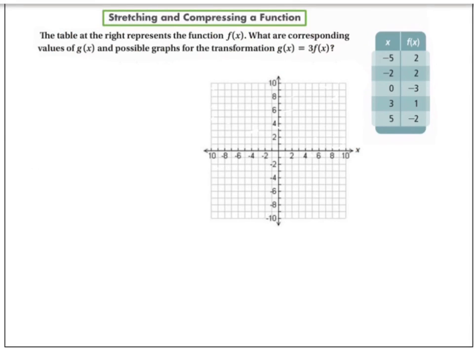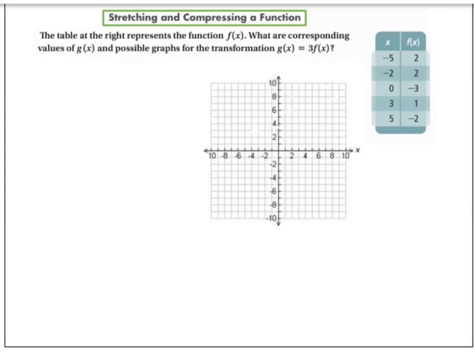So the table at the right represents the function f of x. What are the corresponding values of g of x and possible graphs of the transformation g of x equals 3 times f of x? So basically we're getting that g of x is a vertical stretch by a factor of 3 of f of x.